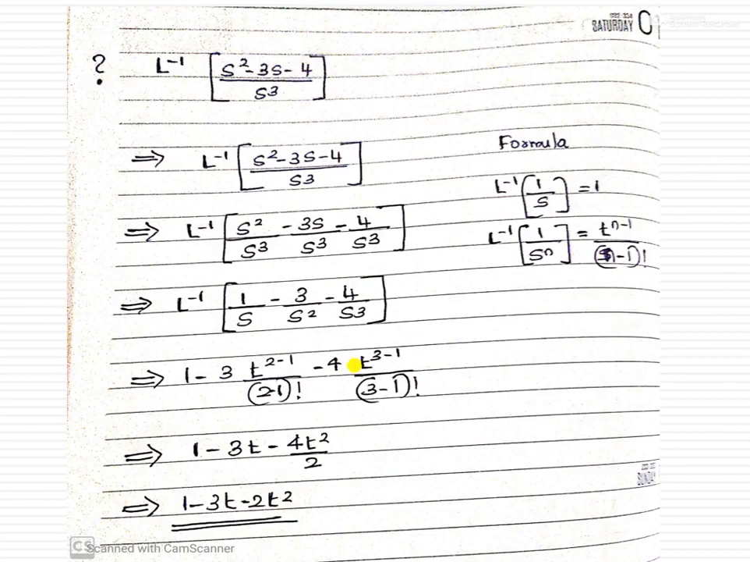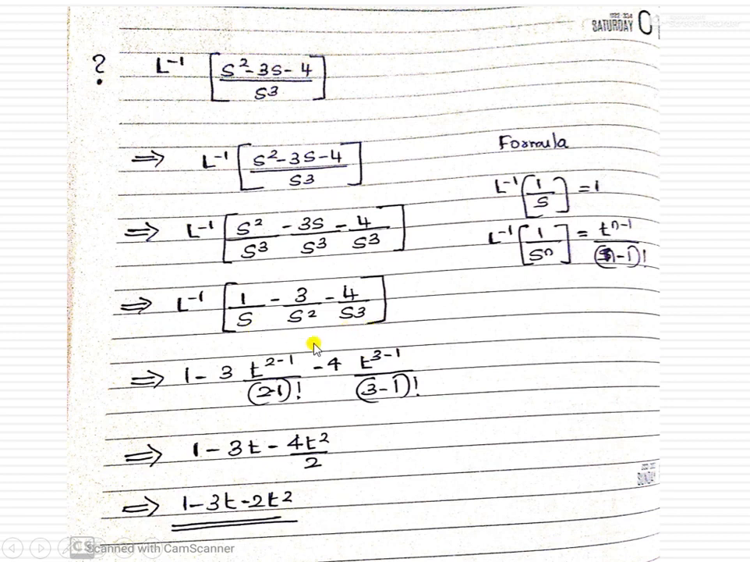The next one. Find the inverse Laplace transform of (s squared minus 3s minus 4) by s cube. So we can write it as the inverse Laplace transform of s squared by s cube minus 3s by s cube minus 4 by s cube. And cancelling s, we get the inverse Laplace transform of 1 by s minus 3 by s squared minus 4 by s cube.